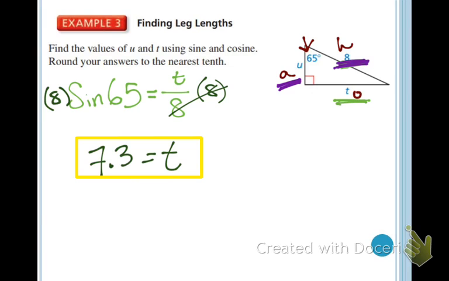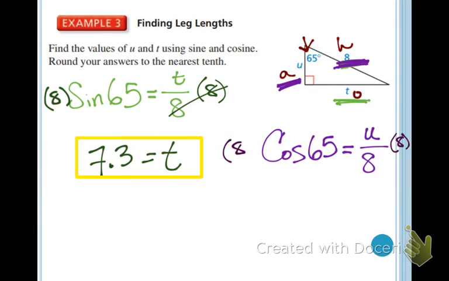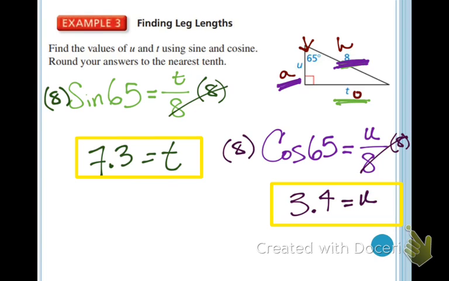So which trig function am I going to use here? Cosine. Cosine from 65 equals the adjacent, which is u, over the hypotenuse, which is 8. Multiply by 8. Yes, we get 3.4. All right, so we flip.